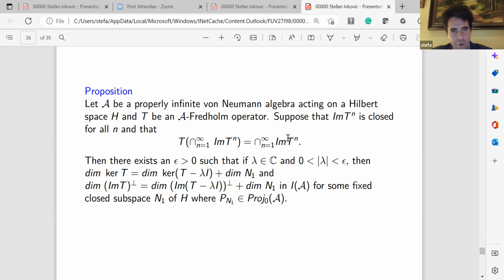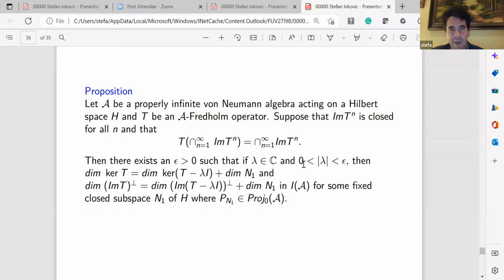And what do we have now? Then there exists an epsilon greater than zero such that if lambda is in C satisfying these inequalities, then the dimension of the kernel of T is equal to the dimension of the kernel of T minus lambda I plus the dimension of N1, and the dimension of the orthogonal complement of the image of T is equal to the dimension of the orthogonal complement of the image of T minus lambda I plus the dimension of N1. As I said, now it's not the ordinary dimension but the index group, for some fixed closed subspace N1 satisfying that the projection onto N1 is a finite projection in A. And this is what we recognize as a punctured neighborhood theorem in the classical Fredholm theory. Because here this N1 is fixed, but lambda may vary as long as lambda stays in these punctured neighborhoods, because we do not include zero.